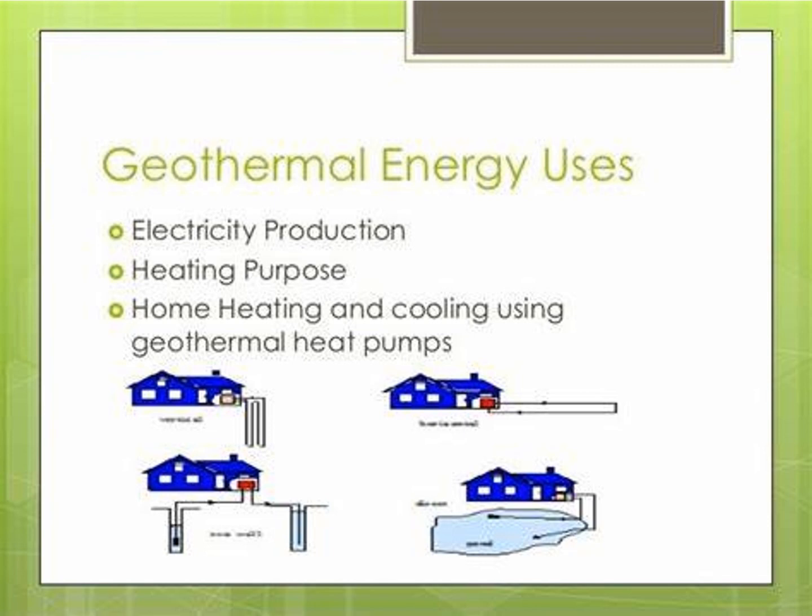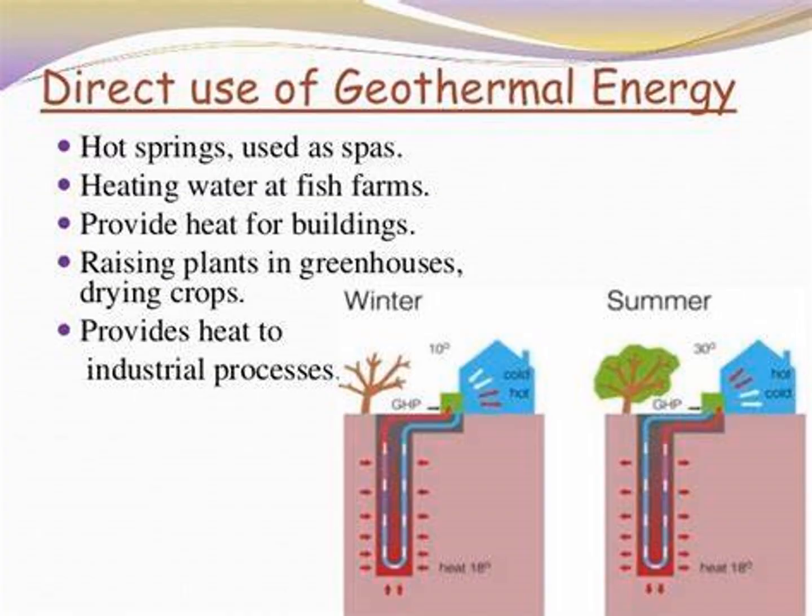Now let us look at the uses. It is used for electricity production, heating purposes, and home heating and cooling using geothermal heat pumps. Now, how can we directly use the geothermal energy? We can use it for hot springs, which are used for spas, heating water at fish farms, providing heat for buildings, raising plants in greenhouses, and also providing heat to industrial processes.